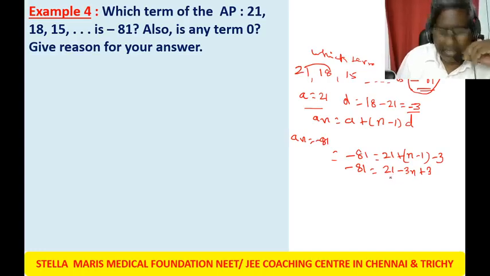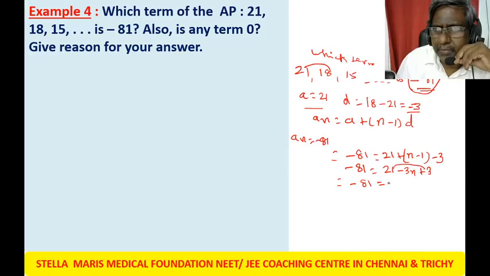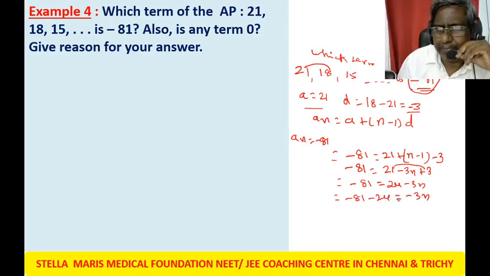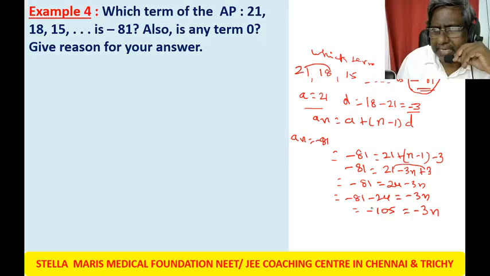So I'll take this 21 plus 3 will become 24. So here, minus 81 is equal to 24 minus 3n. Then I'm taking this 24 this side. It will be minus 81 minus 24 is equal to minus 3n. Then minus 81 minus 24 will give you minus 105, that is equal to minus 3n. Cancel this minus minus. Then n is equal to 105 by 3, which will give you what?